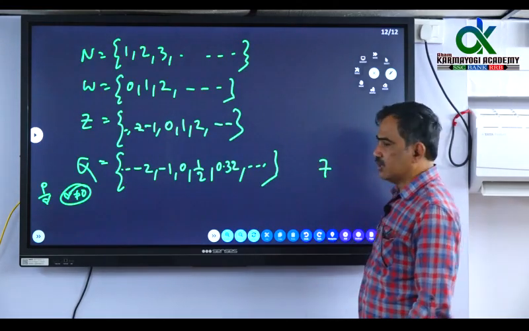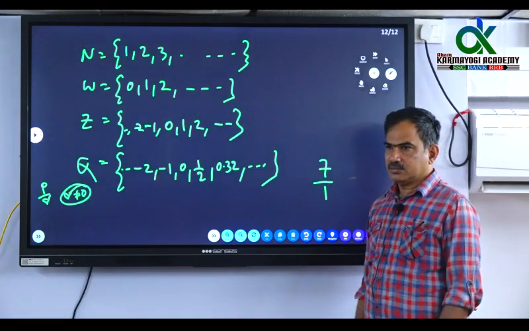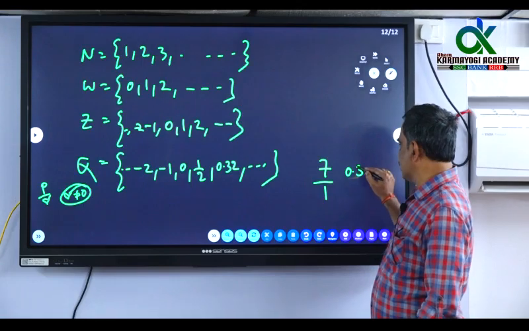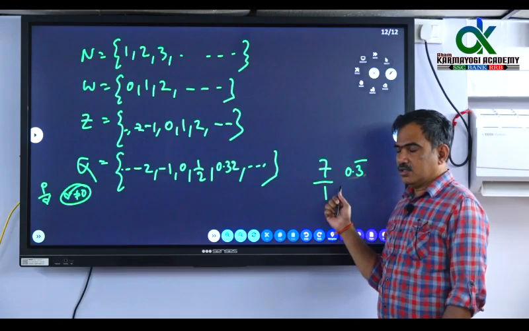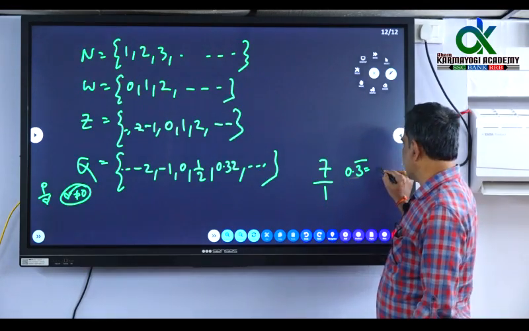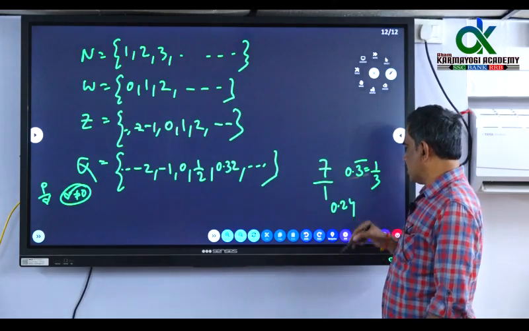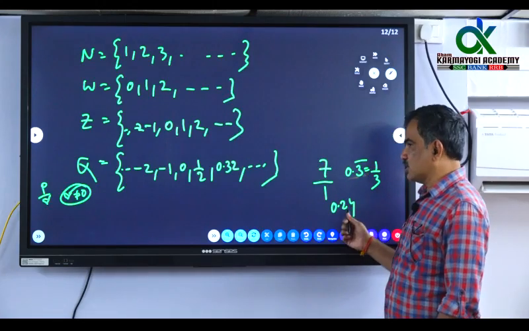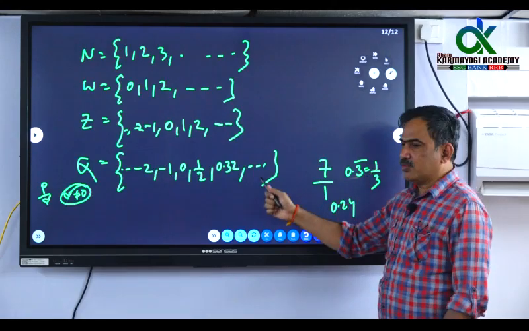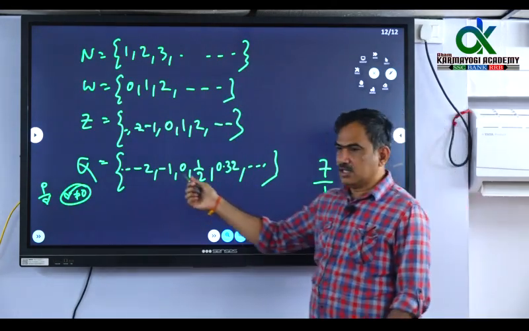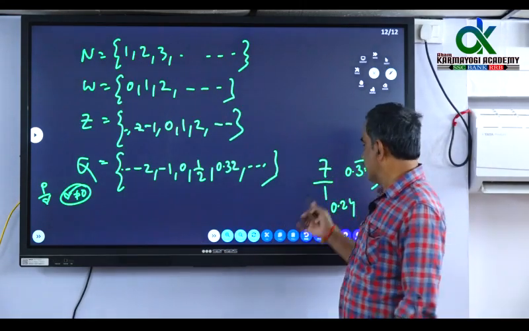Is 7 a rational number? Yes, because it can be written as 7 by 1. Is 0.3 bar a rational number? Yes, it is also a rational number. This can be written as 1 by 3. Is 0.24 a rational number? Yes, this is also a rational number because this can be written as 24 by 100. So rational numbers include not only integers or negative integers, but also fractions and decimals, even continuous decimals.